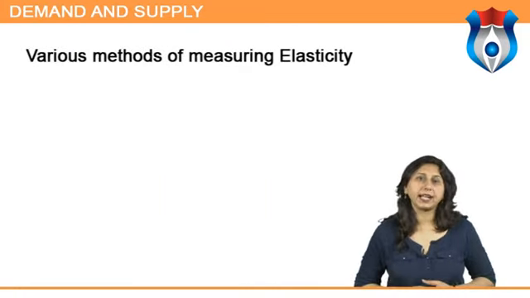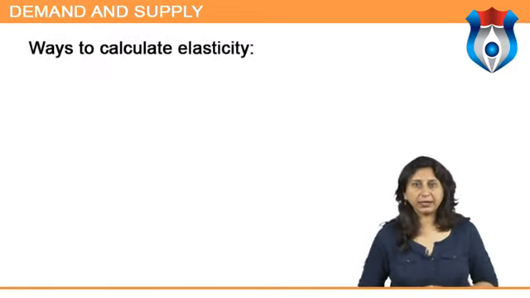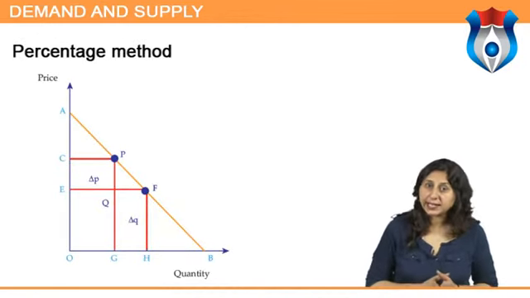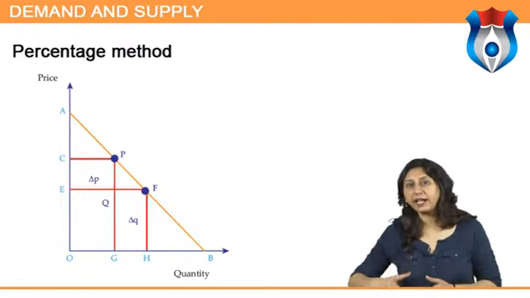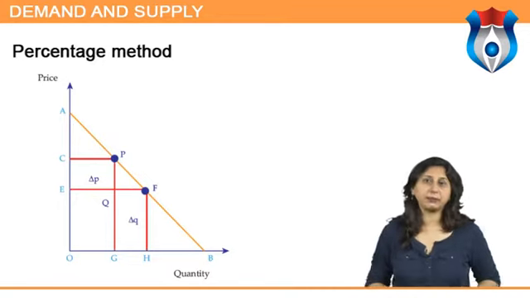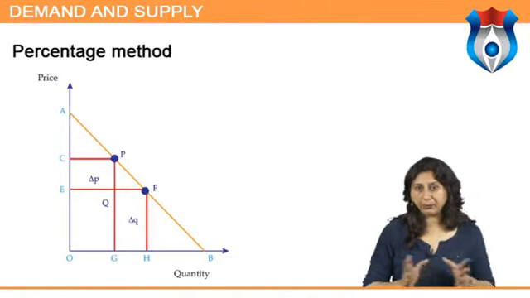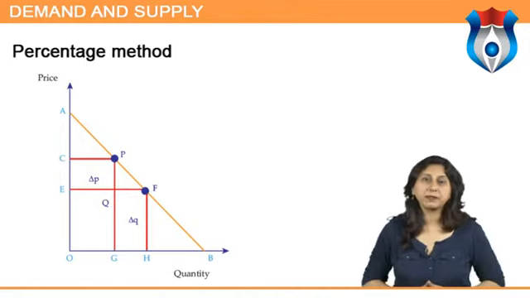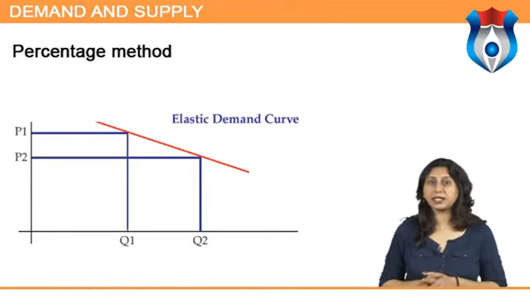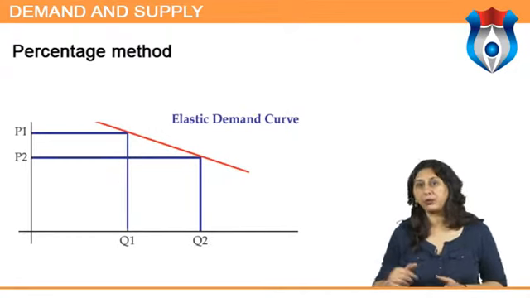Various methods of measuring elasticity. Now we will learn about the various ways in which elasticity can be calculated. Percentage method. According to this method, price elasticity is estimated by dividing the percentage change in amount demanded by the percentage change in price of the commodity. Thus, given the percentage change of both amount demanded and price, we can derive elasticity of demand. If the percentage change in amount demanded is greater than the percentage change in price, the coefficient thus derived will be greater than 1.